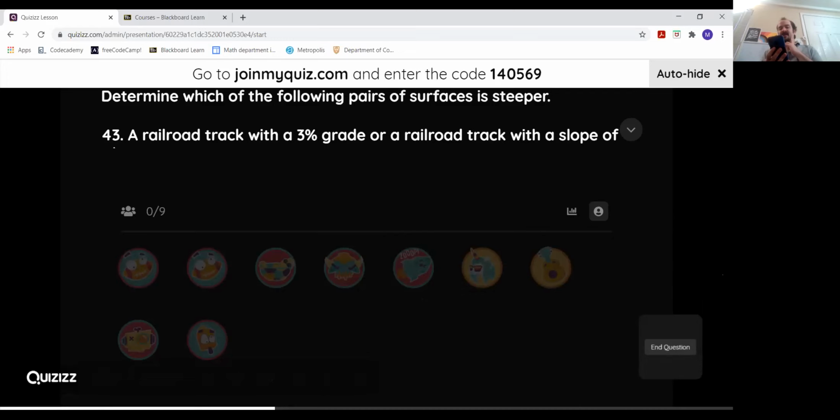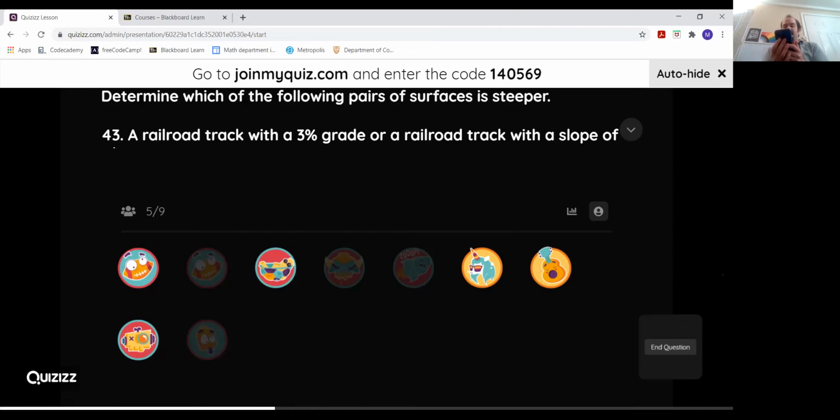Determine which of the following is steeper. So this is sort of like a slope, right? If I have a zero slope, that's completely flat. The larger my slope gets, the steeper the thing is. So which one of these is larger is another way of saying which one is steeper. And we have a railroad track with a 3% grade or a railroad track with a slope of 1/25.